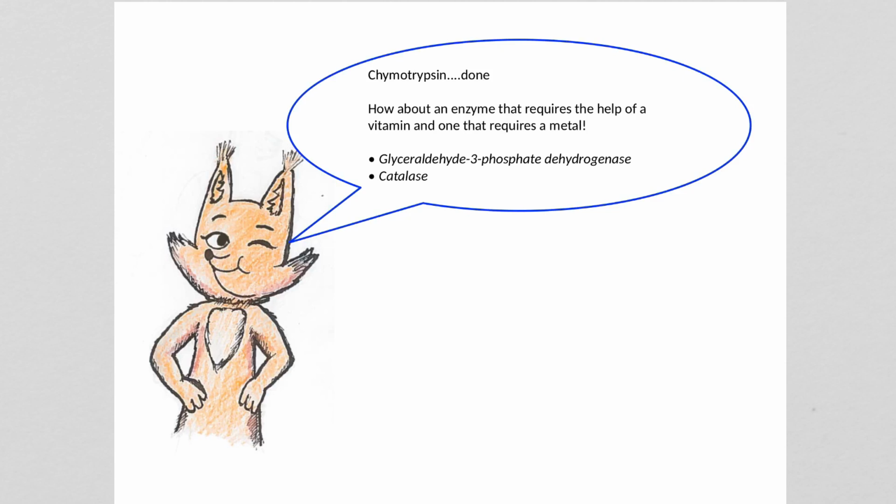So we shall look at one example of an enzyme, glyceraldehyde-3-phosphate dehydrogenase. And this is an enzyme that requires a vitamin to work. And then we'll look at another example, the enzyme catalase. And catalase is an enzyme that requires a metal ion, specifically iron, to work.